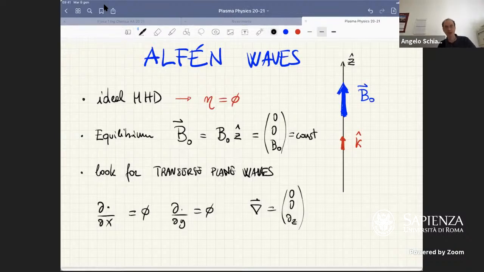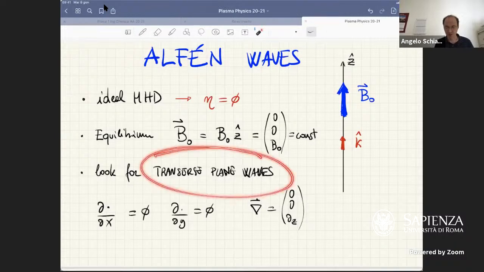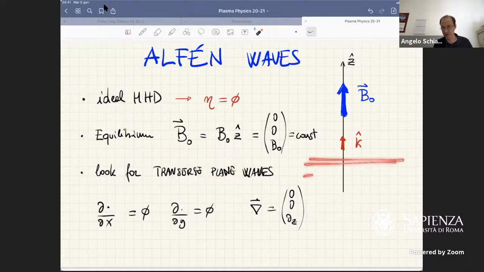So we allow for a change in value of the wave only along the propagation direction, which is z, but in the transverse plane with respect to the wave, the wave will have a constant value. This is equivalent to saying that we are looking for transverse plane waves. Plane means that the value will be constant in planes transverse to the propagation direction.